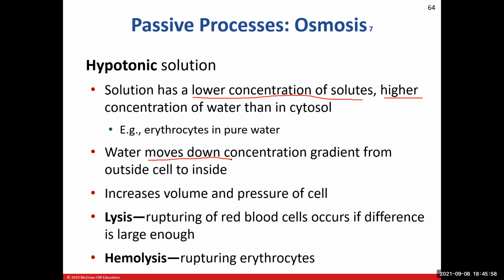So water goes from outside the cell to inside the cell. It increases the cell volume and it increases the pressure on the inside of the cell. And if too much water moves, we can pop our red blood cell. When we rupture the red blood cell, or any cell, we call it lysis. And we give it a special name when it's red blood cells: we call it hemolysis.